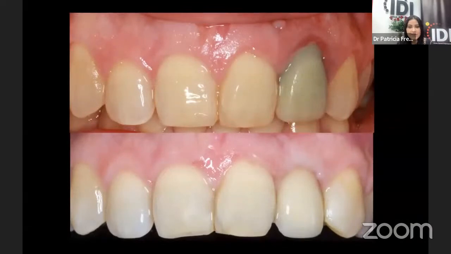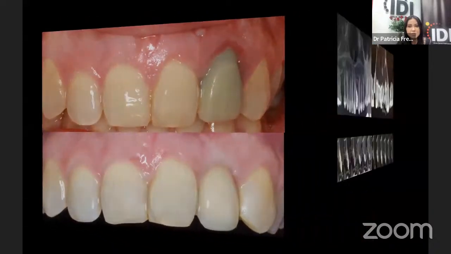We are happy with this, the patient is happy, and you can observe that we preserve the papilla. That is very, very hard to preserve, but in this case, we were lucky. So this is the final result of this case.